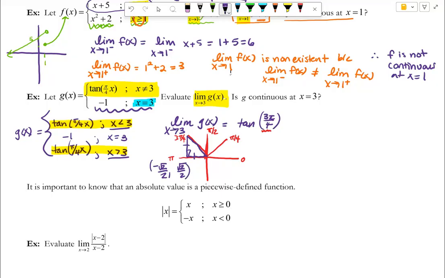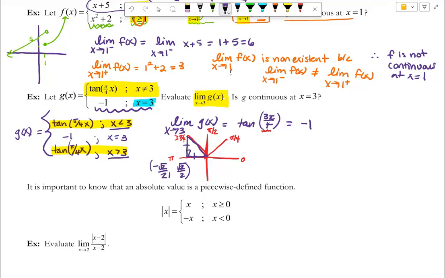Or I could just remember that the tangent of 3 pi over 4 is going to be -1 because we're in the second quadrant where cosine is negative, sine is positive, x is negative, y is positive, and this is an isosceles right triangle. So sine and cosine, their absolute value is the same. Okay, so we should get a -1 there.